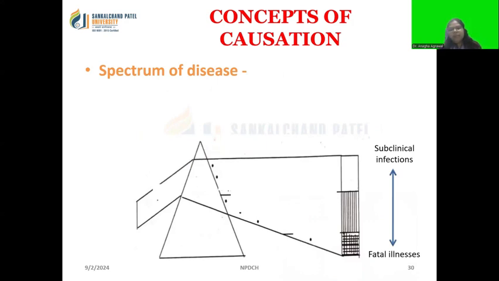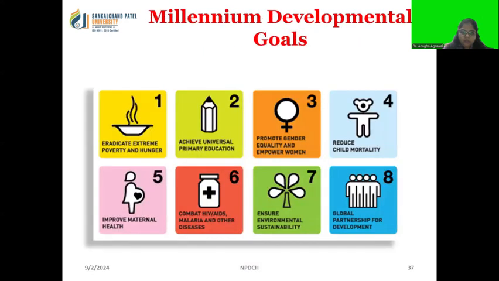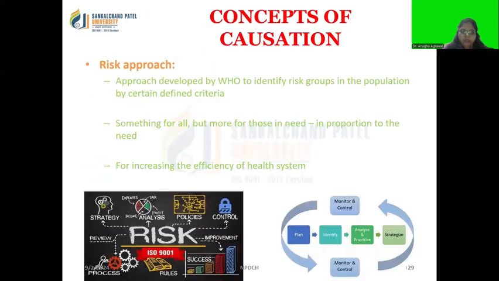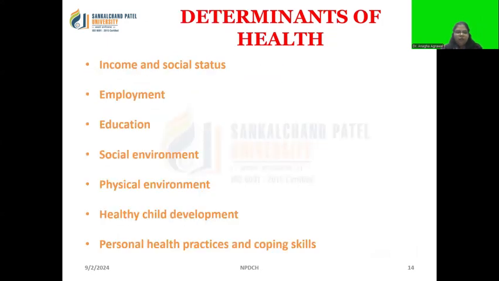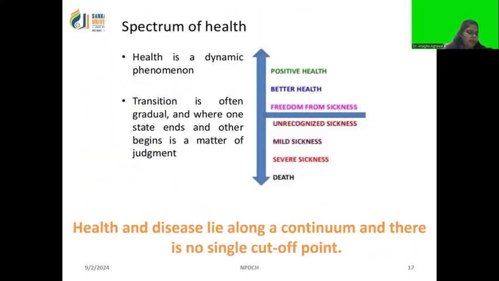Now, the next concept is the spectrum of disease. As we have a spectrum of health, which we discussed in our last lecture, the lower part of the spectrum of health is what we need to look at. Can you see this spectrum of health? We've already learned that it is a continuum, a dynamic phenomenon, and health keeps on changing. There is no constant part of it.